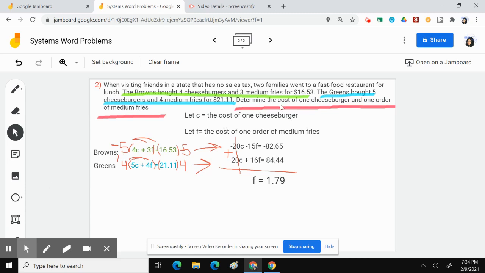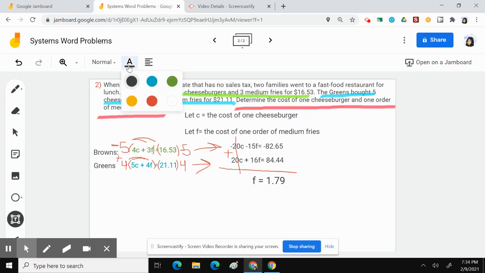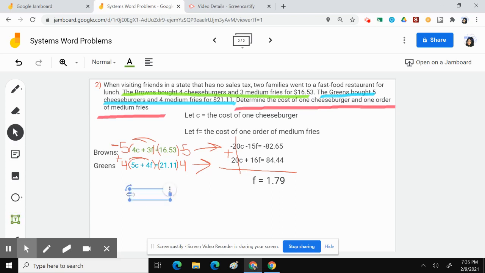Now, I also need to determine the cost of one cheeseburger. So I'm going to go back to one of my original equations. The reason why I go back to the original is because if I made a mistake distributing, I don't want to make another mistake. So I'm going to just use the Browns' equation. I'm going to rewrite 4C plus 3F equals $16.53. Now that I know the cost for a fry, I'm going to plug that in. So instead of F, I'm going to write 1.79.